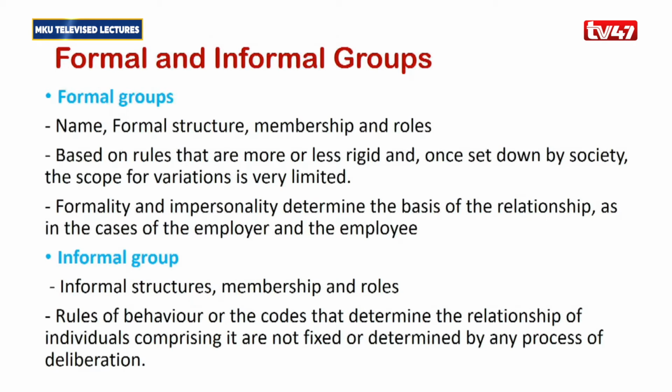In contrast to that, we have informal groups that have informal structures, membership and roles. Members can come in and go out. Somebody can decide, I'm leaving, without any obligations. There are few obligations. The rules of behavior or the codes that determine the relationships of the individuals comprising it are not fixed or determined by any process of deliberation. So there are no specific rules. There is no process of deliberation in setting up these rules. There is informal structure and membership, and the roles are not specific. We can distinguish groups like that. So, formal and informal groups.